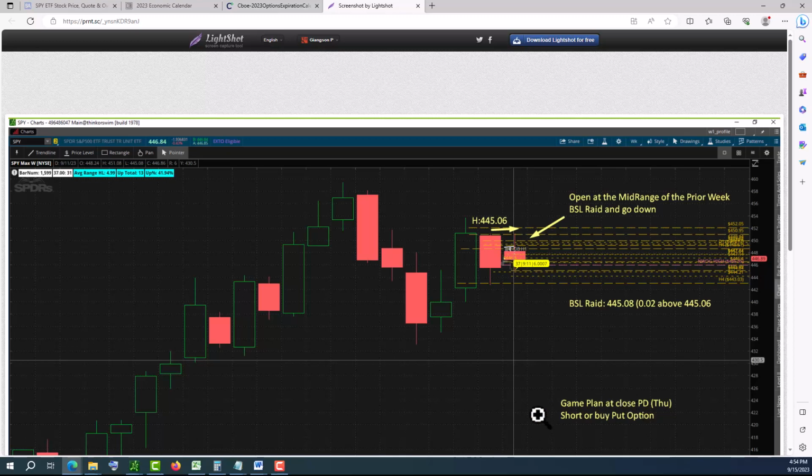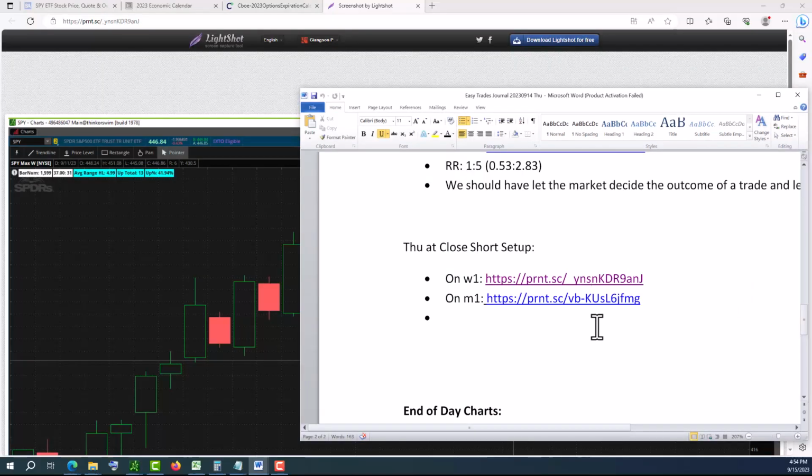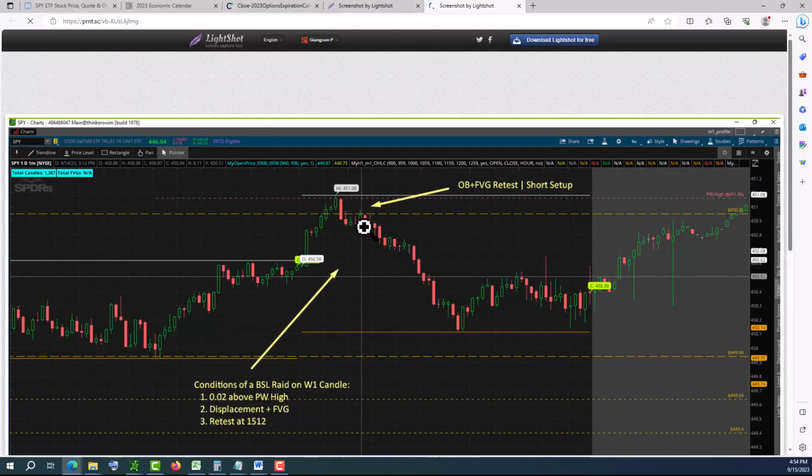So our game plan is to short the stock or buy put options on Thursday right away when it makes the high of the week. And in order to see detail, we go to the 1 minute and see how it played out, how the liquidity raid is taking place. You see that right there?